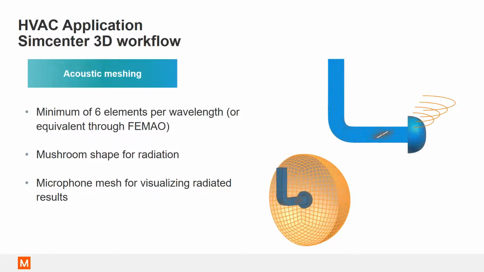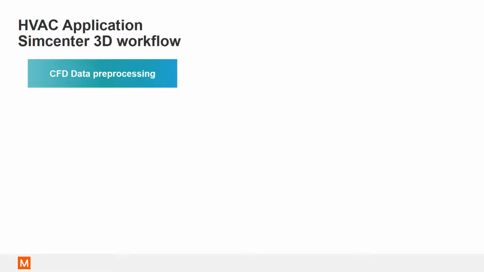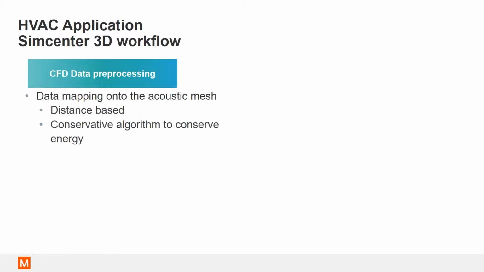Once you've created the acoustic mesh, the next step is doing the CFD pre-processing. The first thing is importing or mapping the CFD data onto the acoustic mesh. It uses a distance-based method, and it has a conservative algorithm to conserve energy, even when you have a coarser mesh in the acoustic phase.